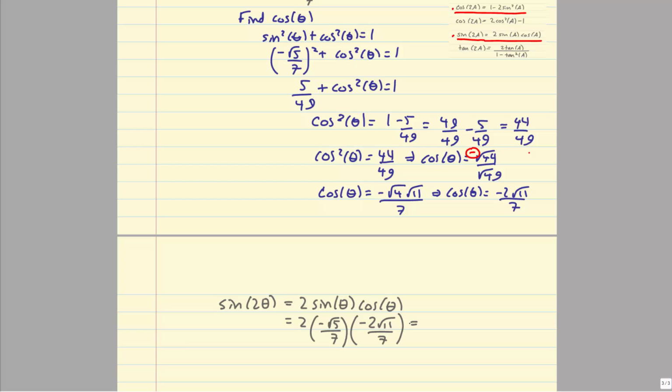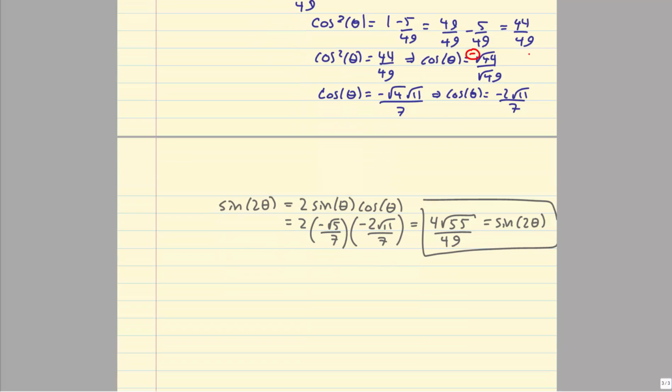Now if I multiply everything together here, I'd have a negative times a negative is a positive. 2 times 2 is 4. Root 5 root 11 is root 55. And 7 times 7 is 49. So the sine of 2 theta here is 4 root 55 over 49. So this is the sine of 2 theta under those conditions.